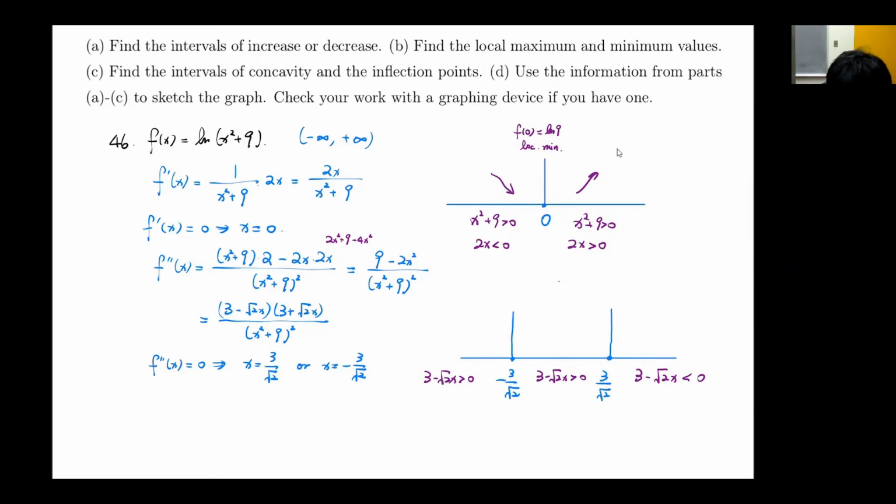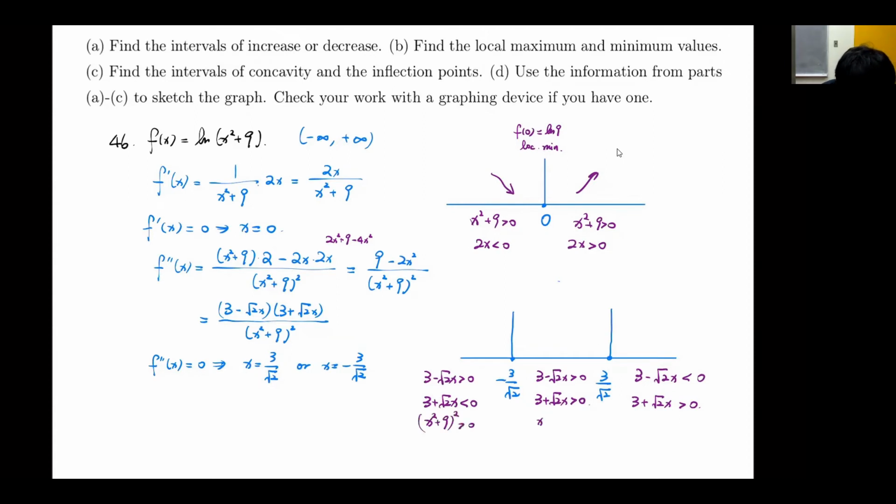And for the second factor, we do the same. 3 plus root 2 times x, as x gets very positive, will be very positive. And 3 plus root 2 times x, as x gets very negative, will be very negative. And in between, if x equals 0, this equals 3, which is still positive. Okay, so this is how I analyzed the second factor. And then x squared plus 9 squared is going to be positive.